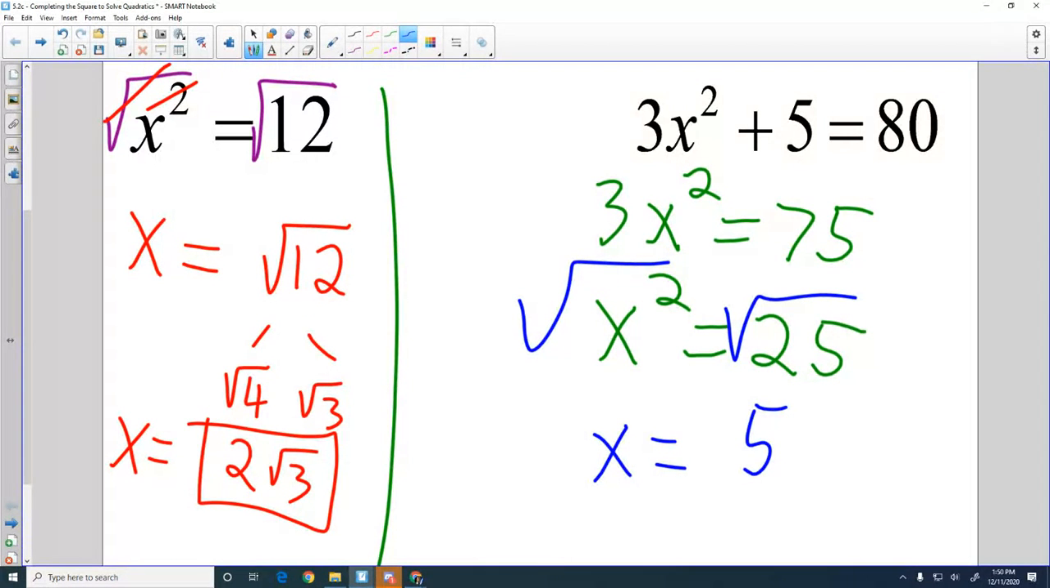Now, when we use this technique for both of these problems, how many answers did we get? 1. How many answers do we typically get when we solve a quadratic, though? Don't we normally get 2? For the 2 places where our parabola crosses the x-axis, right? It typically crosses twice. Sometimes it could be just 1 if the vertex is right on the x-axis, but that's not too common.